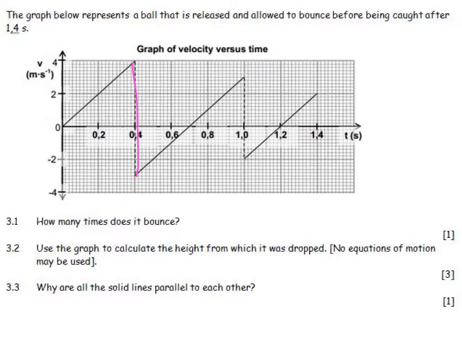Then it comes back on itself, goes up into the air, stops in mid-air, lands on the ground again, bounce 2, and does the same thing, but it doesn't bounce the third time. So it's 2 bounces, and if you like to say a land, but it's 2 bounces. Use the graph to calculate the height from which it was dropped. No equations may be used.